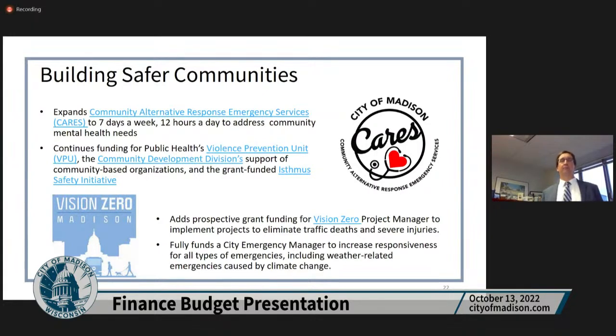I did describe Vision Zero, and the budget proposes creating a project manager with the assumption that the city will receive a considerable amount of federal aid for those types of efforts. This will help get those projects moving as quickly as possible. Also, the budget proposes a city emergency manager. This has been a part of many jobs and one person's job in the fire department for many years, and issues around emergencies have expanded recently, particularly related to weather emergencies caused by climate change.